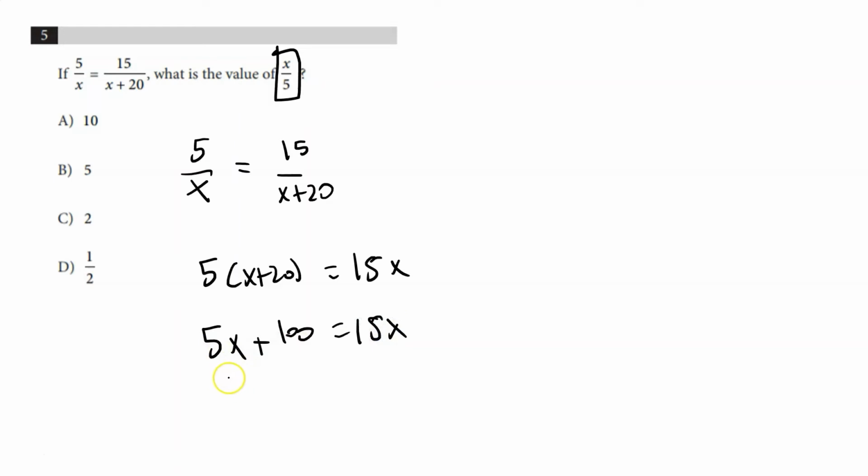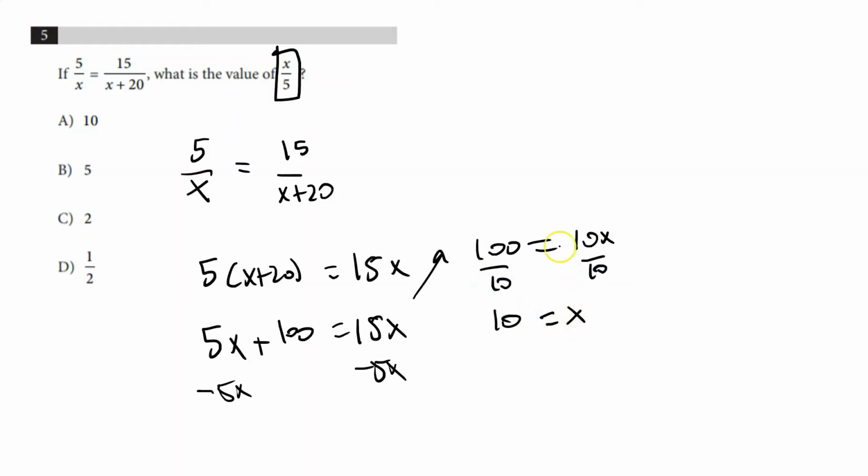Solving for x, we subtract 5x from both sides. So we have that 100 equals 15x minus 5x, which is 10x. And then we just want to isolate x, so we divide by 10 on both sides. So we have that 10 equals x. Plugging back into the question statement, x is 10, so we have 10 over 5, which is 2. That is answer choice C.